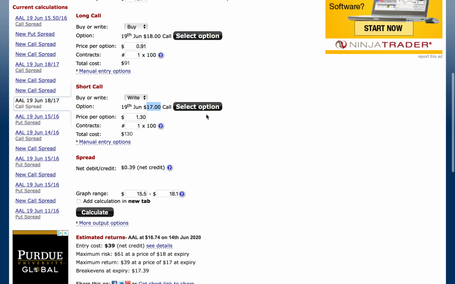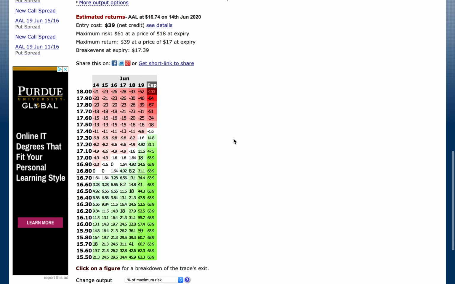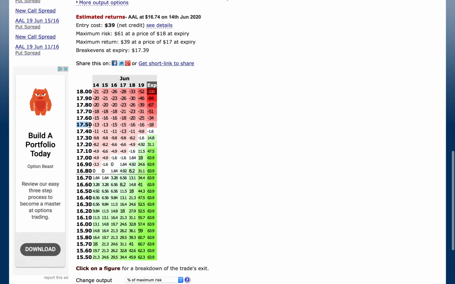Let's talk about what happens in between here. What's going to happen is, let's say it ends at 17.50 on the date of expiration. Let's go look at what that looks like. At $17.50 on the date of expiration, you've lost $11.